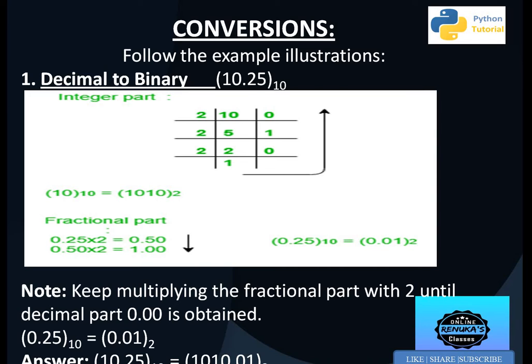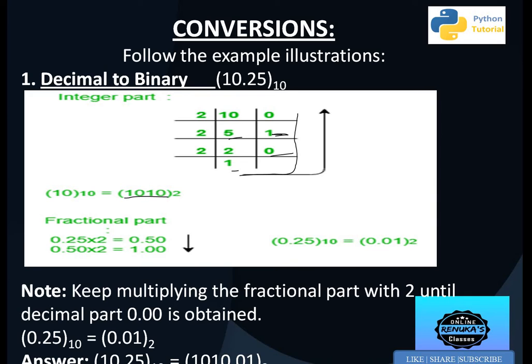That was for the integer part, that is 10. We divide 10 by 2 and take the quotient, that is 5, and simultaneously we take the remainder also. Then again divide 5 by 2 and take the quotient, and the remainder. We do this until we get 1 or 0. In reverse order we write 1 0 1 0. So this is the binary equivalent of 10.